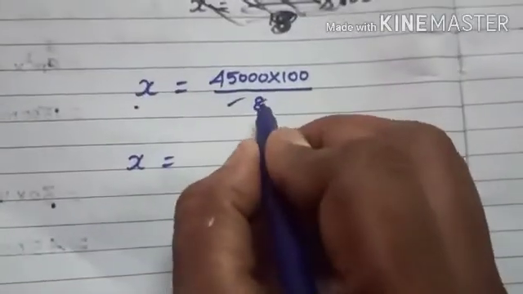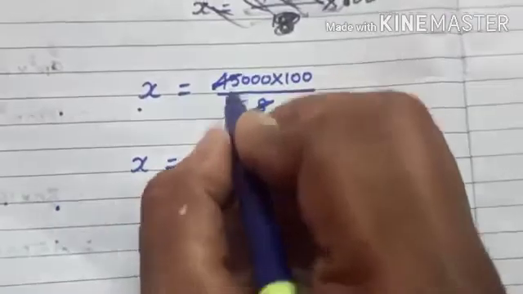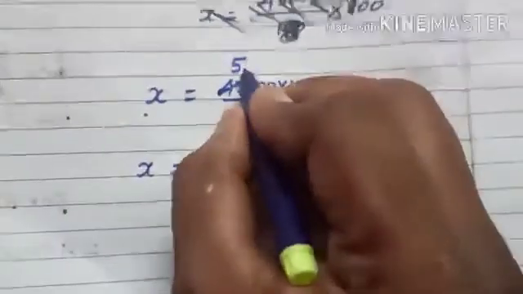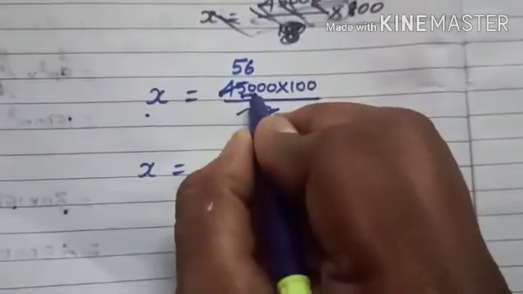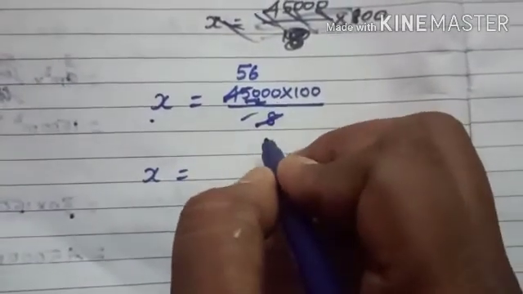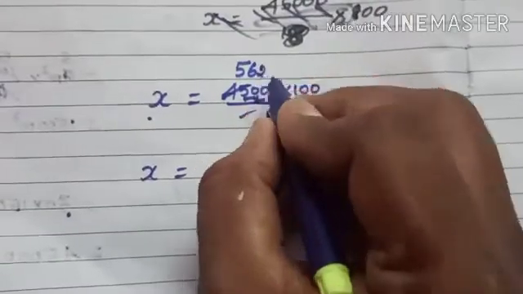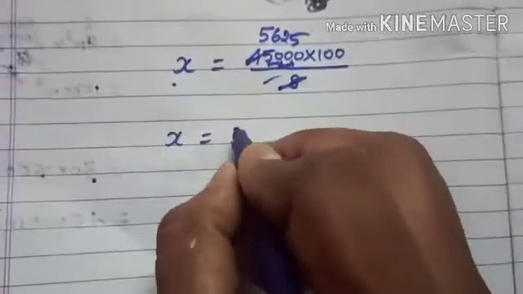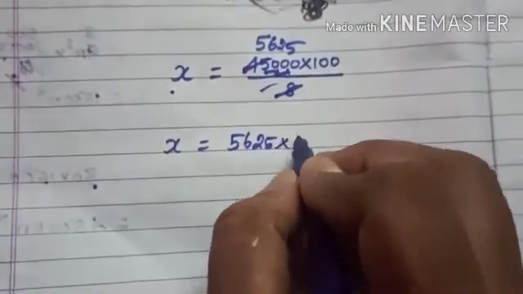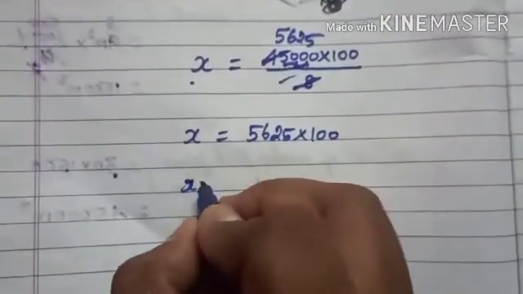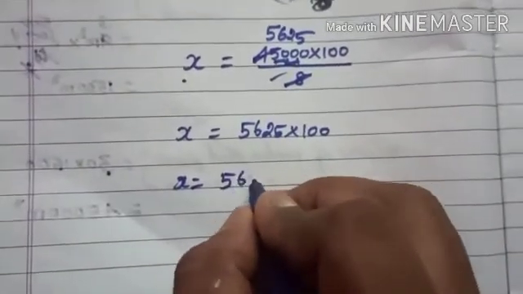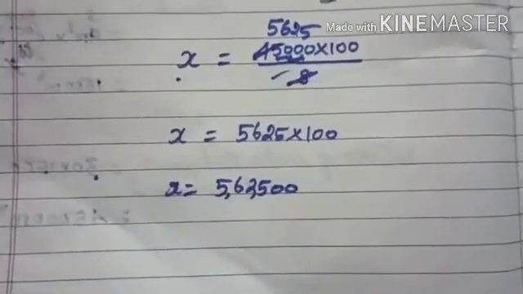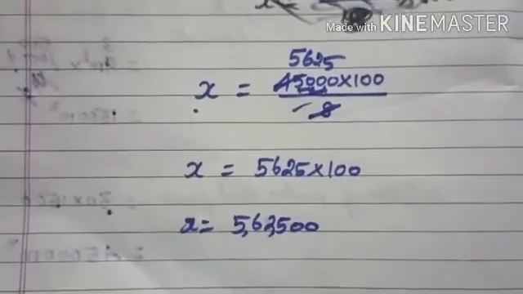So now you cancel: 1 8 is 8, 5 8s are 40, remaining 5. So 50: 6 8s are 48, remaining 2. Now 20: 1 8 is 8, 2 8s are 16, again 4. 40: 5 8s are 40. So what is remaining? 5,625 into 100. So x is equal to 562500. So now you get 5,62,500.